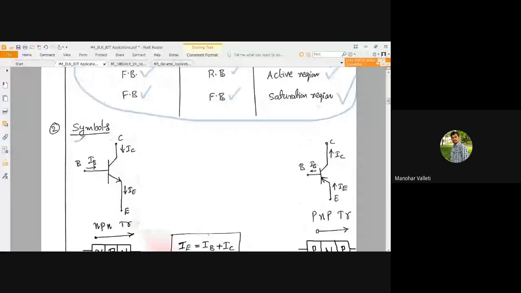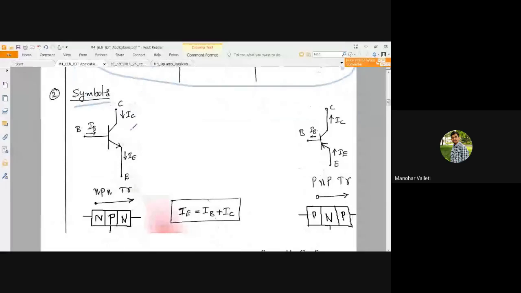So, this is the symbol of the NPN transistor as I showed previously, and you can see the current directions also here. Always the IC and IB currents are flowing into the transistor, and IE is flowing out of the terminal. And please see here the current direction, as it is NPN.